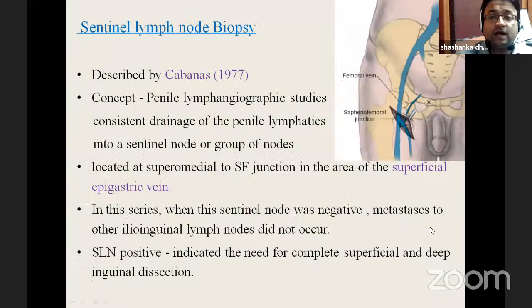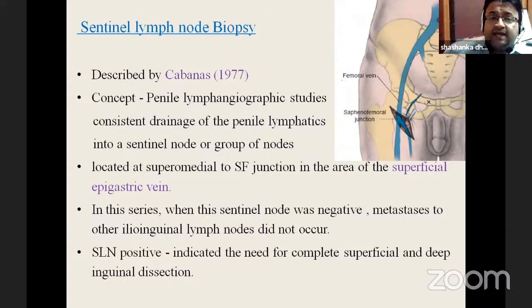Okay, sentinel lymph node biopsy, another thing that I'll just touch upon. This was described by Cabanas. The concept is penile lymphangiographic studies are consistent with the drainage of the penile lymphatics into a sentinel node or group of nodes, which is located at the superomedial part of the SF junction in the area of the superficial epigastric vein, as we saw in the diagram earlier.